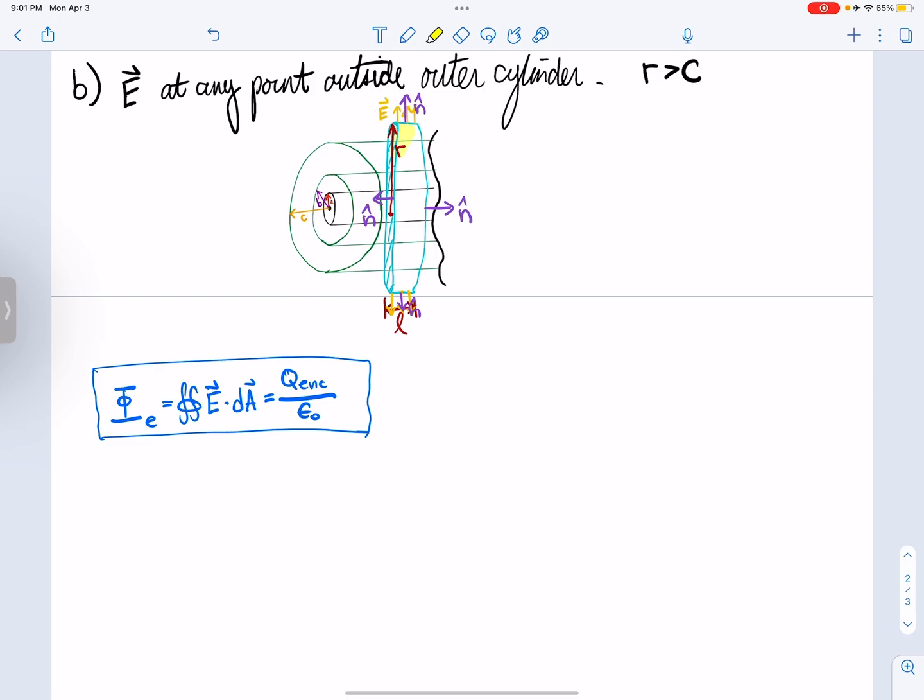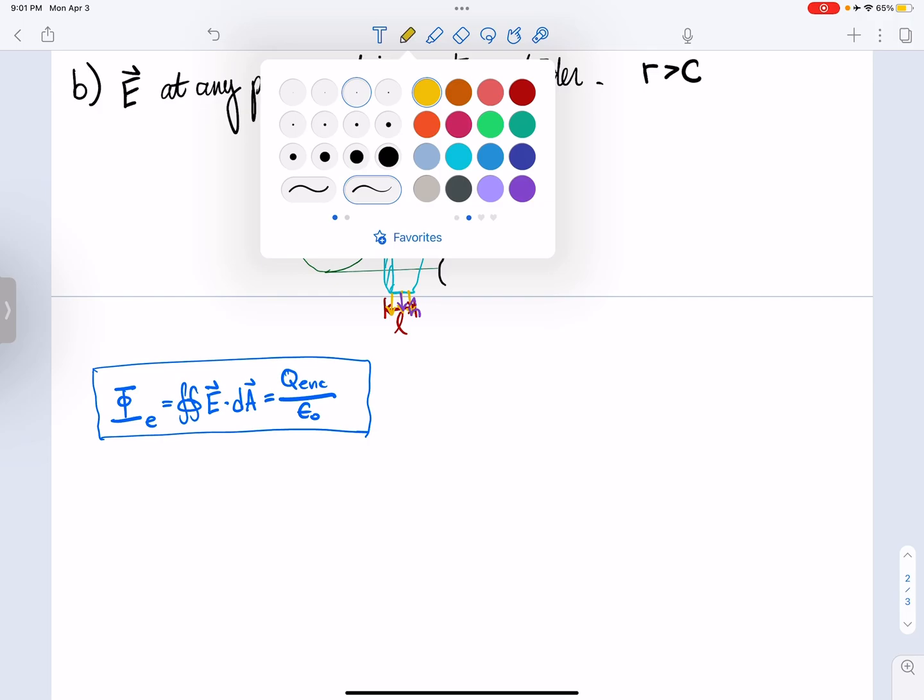And that's going to be this side face, not the flat faces where the normal vector and the electric field vector have an angle of 90 degrees between them. When they're perpendicular, the flux is 0, so I'm not going to worry about that. Okay, so same thing as in part A.